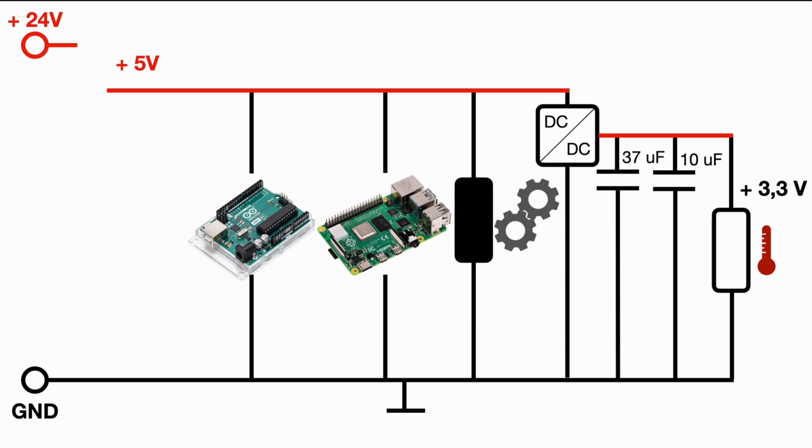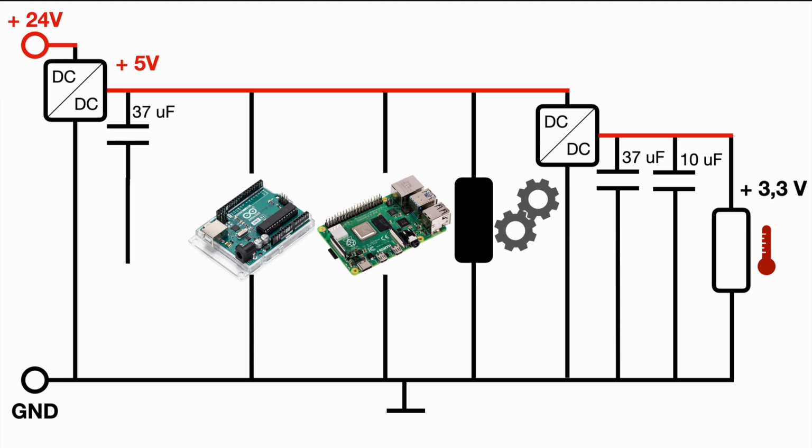I've chosen 24 volts, but you could also choose 12 volts. Both are very common voltages. 12 volts has a lot of automotive background, while 24 volts is very common in industrial applications. So what we have to do now is introduce another DC-DC converter, doing exactly the same as before, converting the 24 volts down to 5 volts, and again we will put two capacitors in parallel to ensure we have a clean and proper voltage level.